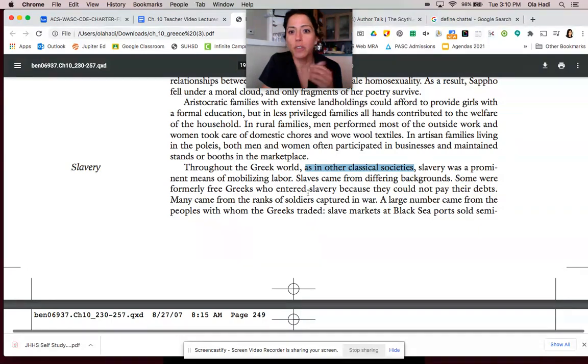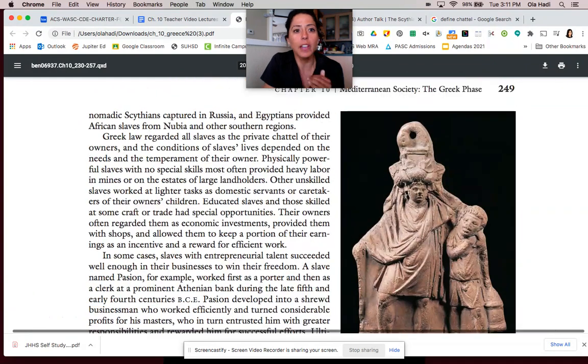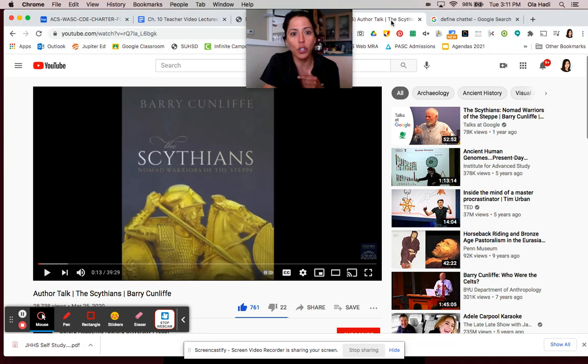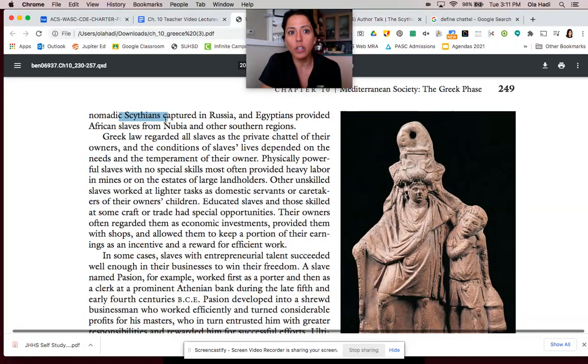They came from different backgrounds. Some people became slaves because they owed money and couldn't pay their debts. Notice that this B is silent. We don't pronounce it. Okay. Some were people that were captured in war, and a lot of people were purchased from slave markets at the Black Sea ports. And many of those people were the semi-nomadic Scythians that I mentioned earlier, that normally history books don't mention very much, but you can learn about them more.